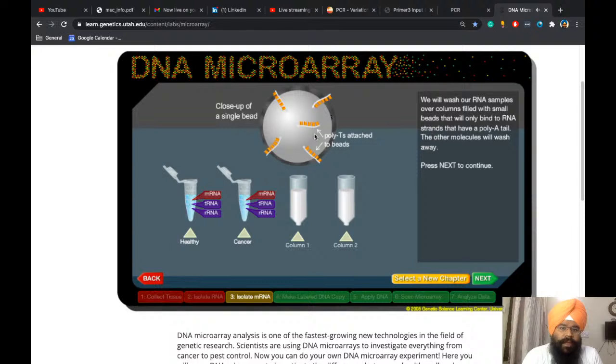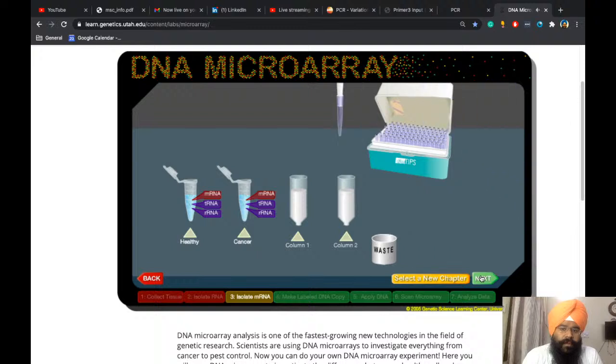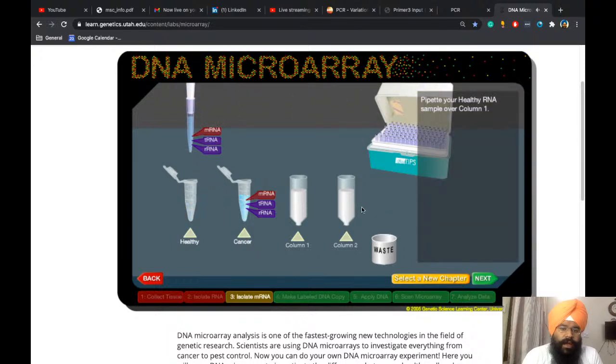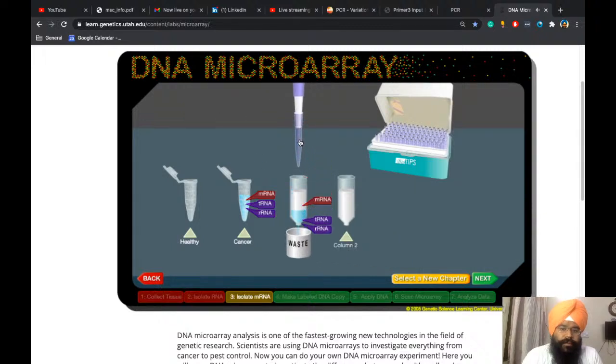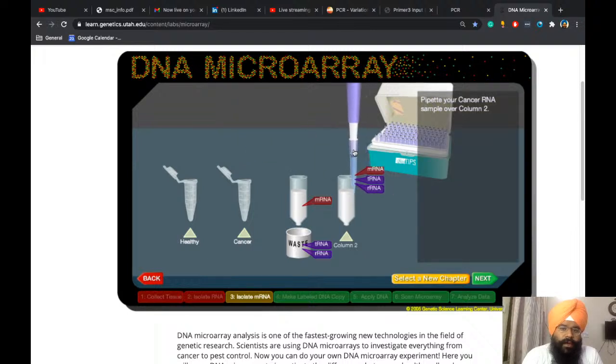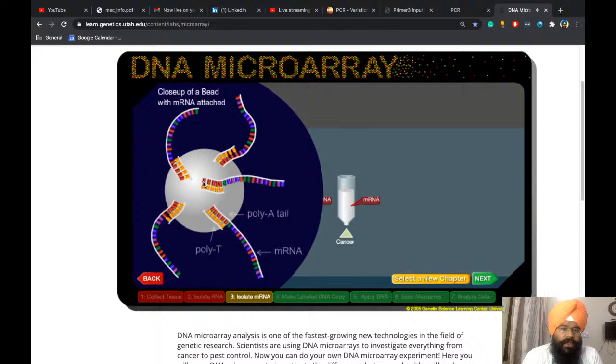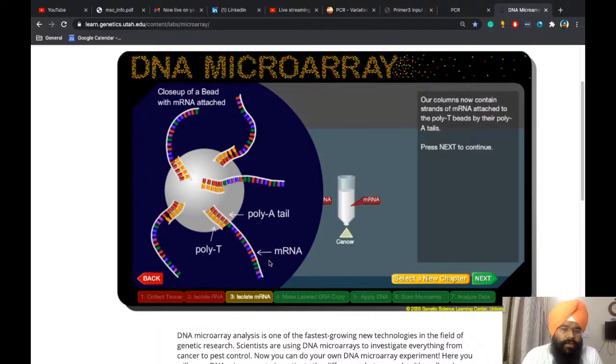They have poly T chains attached to these beads. We take the solution and add it to column 1, then we add this to column 2. By doing so, all the tRNA and ribosomal RNA will be removed, and mainly the messenger RNA will remain on these beads because of the T tail attached to it. The poly A tail will attach to this poly T tail, so A and T will be attached together like this, and messenger RNA is attached to these beads.